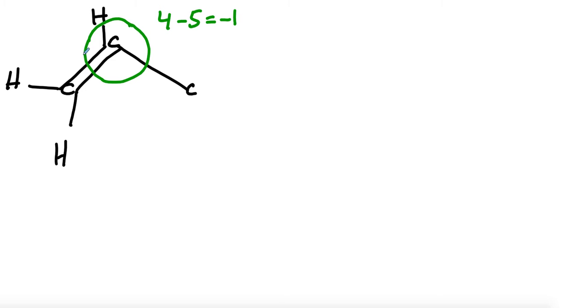Okay, we can do the same thing over here. All those electrons, all these, and half of the ones in the double bond. So we get 4 minus 1, 2, 3, 4, 5, 6. Okay, so those are our two oxidation numbers before the reaction.